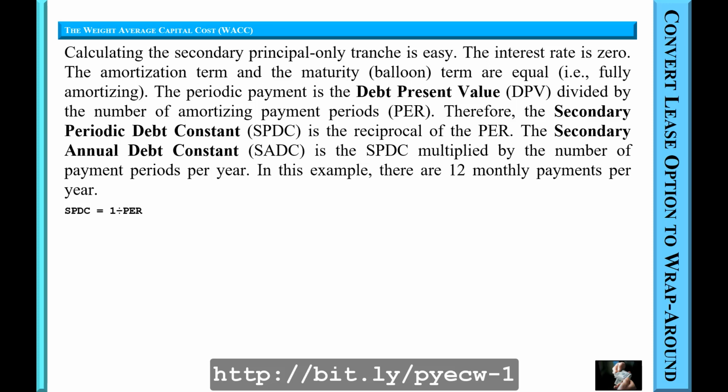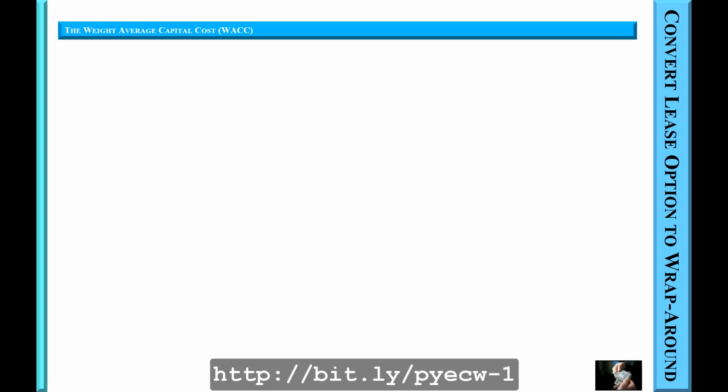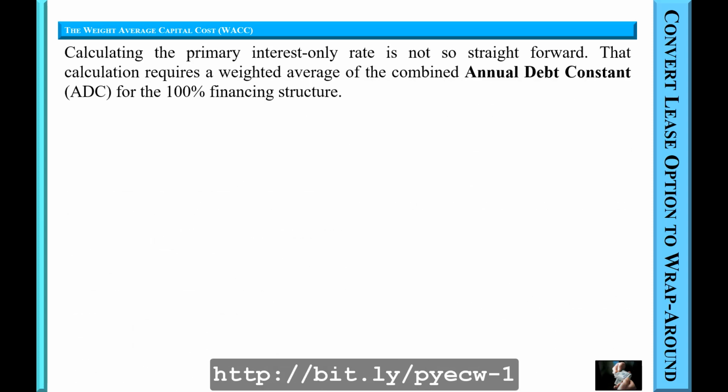SPDC equals 1 divided by PER. SADC equals 12 times SPDC. Calculating the primary interest-only rate is not so straightforward. That calculation requires a weighted average of the combined annual debt constant for the 100% financing structure.